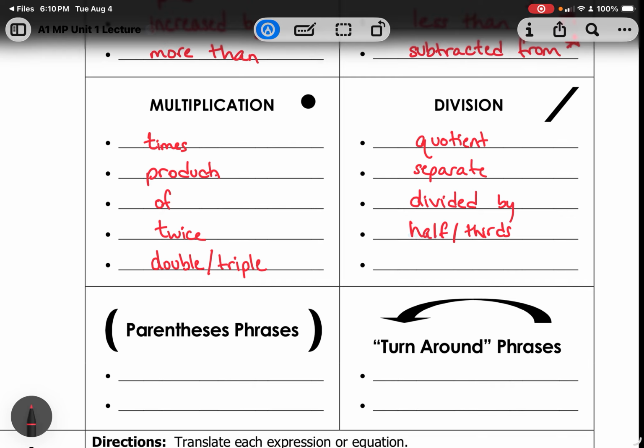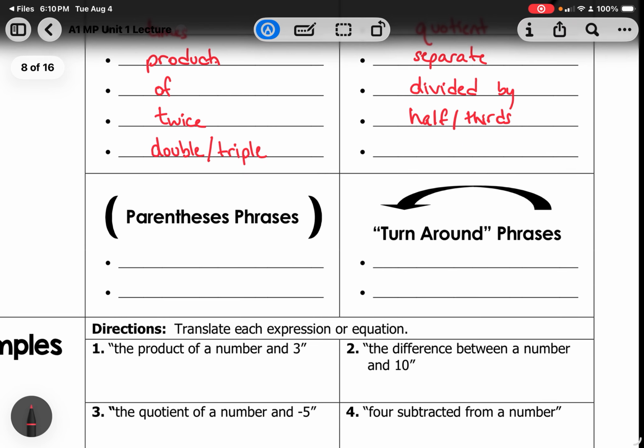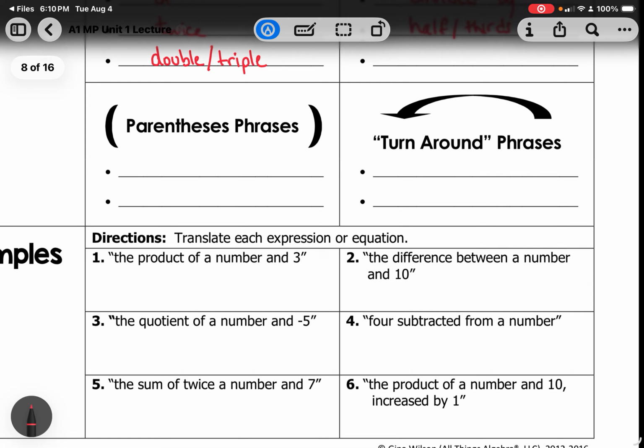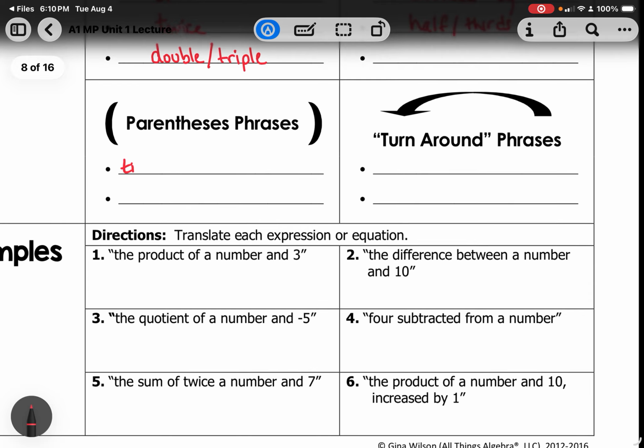Let's go on to the parentheses and the turnaround phrases. So the parenthesis phrases are things that we're going to put in parentheses. So if we see something, for example, like times the sum of, that indicates that we're going to be multiplying something times something that's been added, and we need to do the addition first.